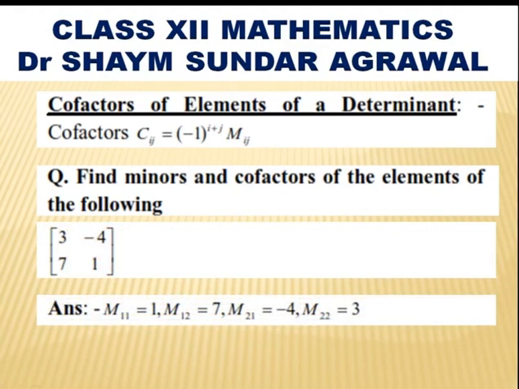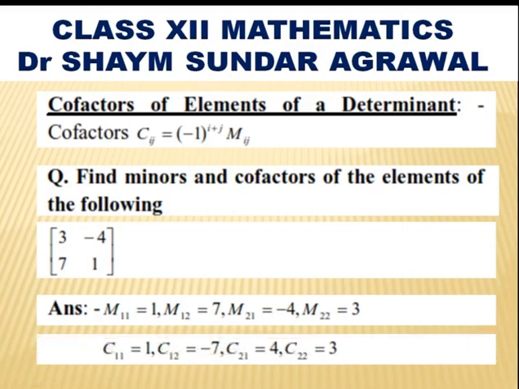Minor of 3, M11, that is after deleting the first row and first column, it is equal to 1. M12, that is minor of minus 4, after deleting the first row and second column, it is 7. M21, after deleting the second row and first column, M21 is equal to minus 4. Similarly, M22, after deleting the second row and second column, M22 is 3.